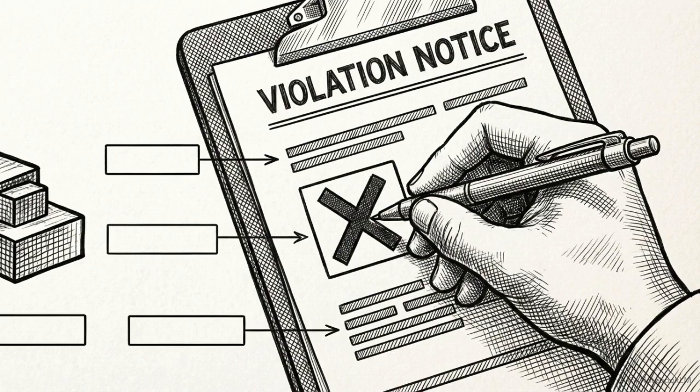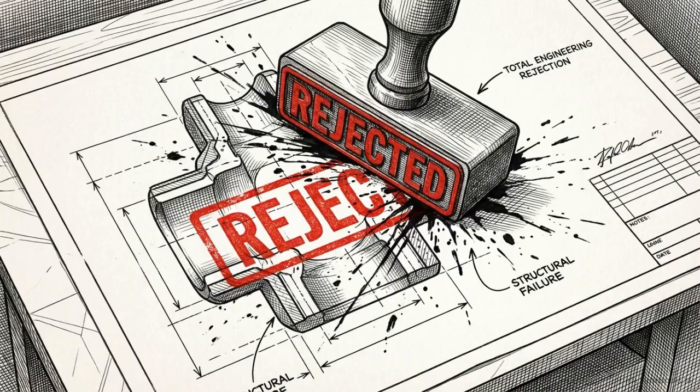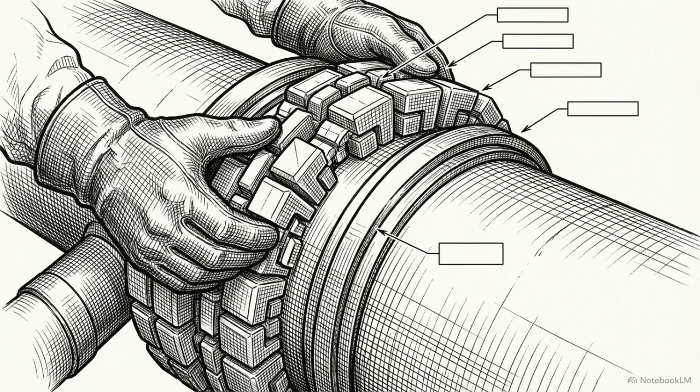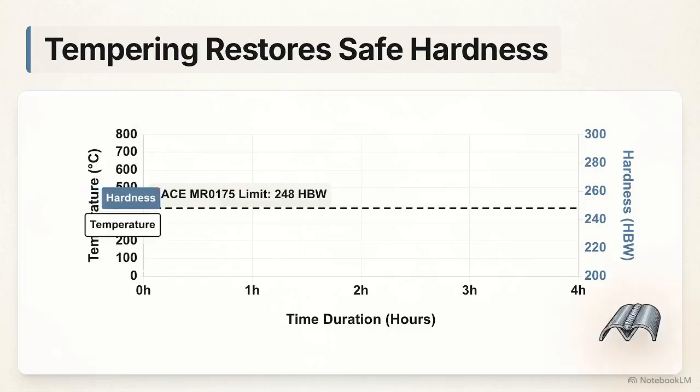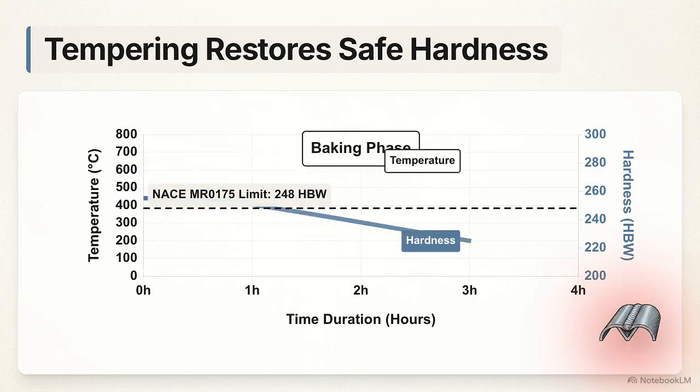They immediately issue a non-conformance report, or NCR. This legally halts work on that section and formally documents the code violation. Engineering cannot accept this weld as is. It mandates a physical disposition. The crew will have to execute a re-post weld heat treatment, systematically baking the joint at a high temperature to temper the steel and force the hardness back down to safe levels.